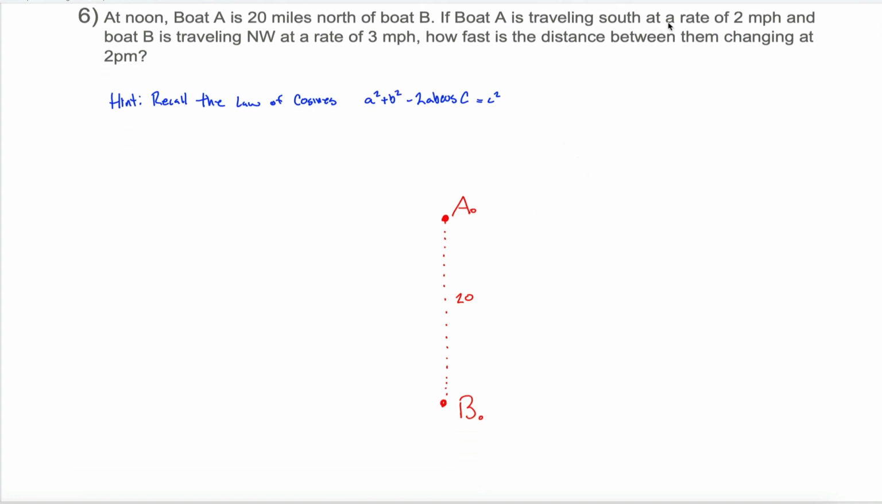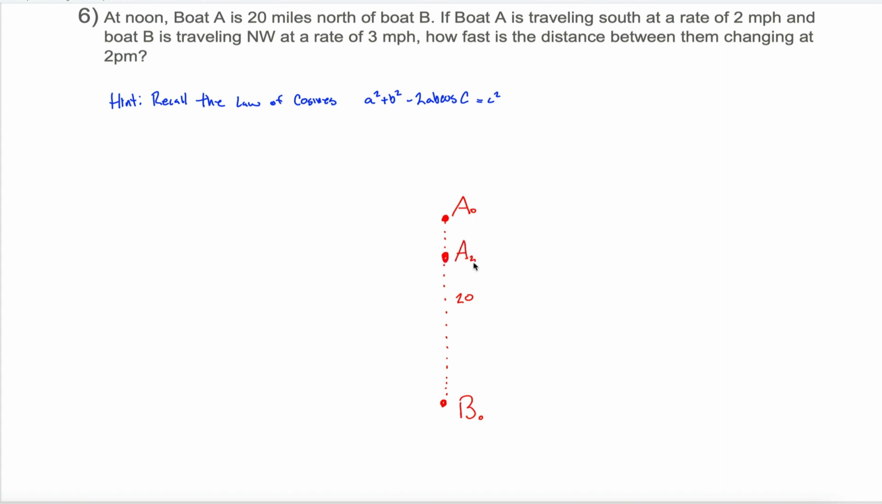Boat A is traveling south at a rate of 2 miles per hour, and boat B is traveling northwest at a rate of 3 miles per hour. And I'm interested in the distance between these boats 2 hours after the starting period. So if boat A is traveling south at a rate of 2 miles per hour for 2 hours, then boat A has traveled 4 miles. So at 2 p.m., boat A is right here.